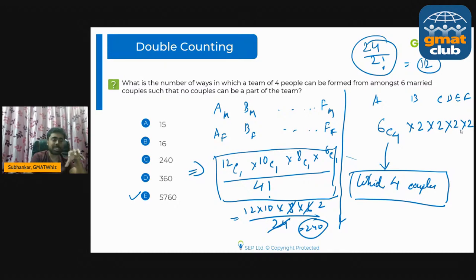So I simply select which couples are going into the team, and then in how many ways I can take one member from each couple. For the first couple, there are two ways. You can say it like 2C1, that is also fine, it will not change. If you calculate this, you will get 15 for 6C4, and 15 into 2 into 2 into 2 into 2 is 15 into 16, which is 240.